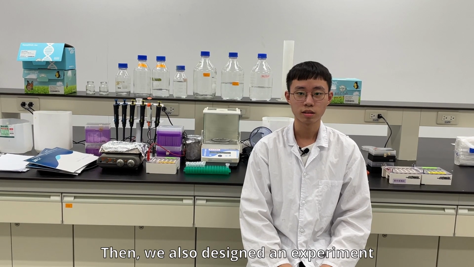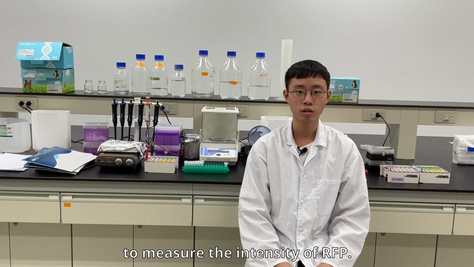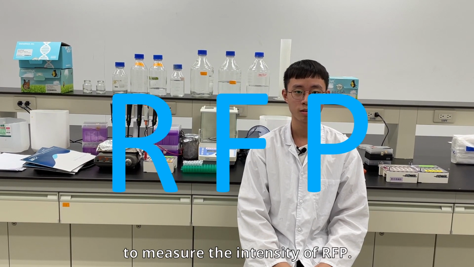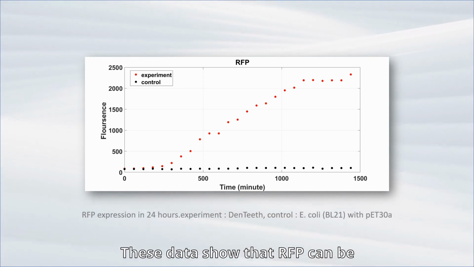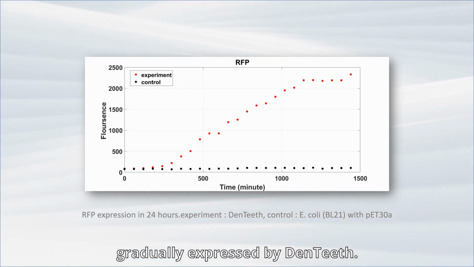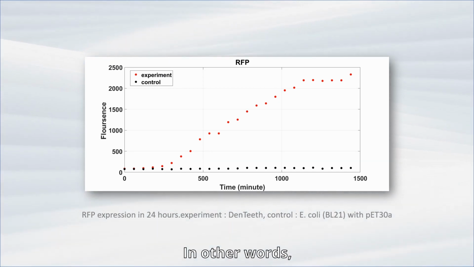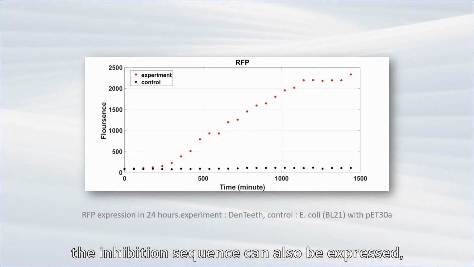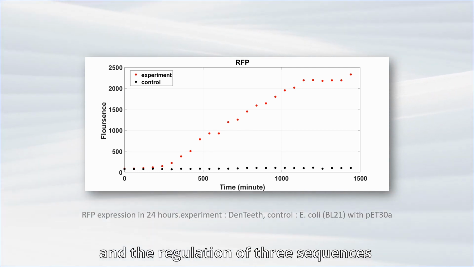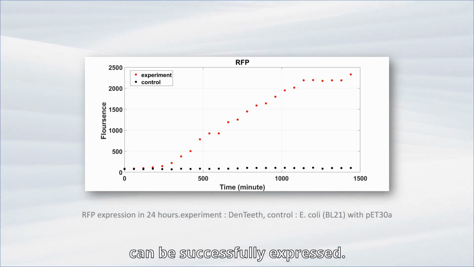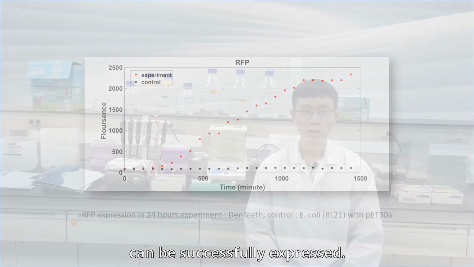Then, we also designed an experiment to measure the intensity of RFP. This data shows that RFP can be gradually expressed by dentists. In other words, the inhibition sequence can also be expressed, and the regulation of 3 sequences can be successfully expressed.